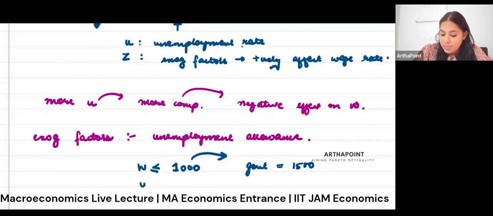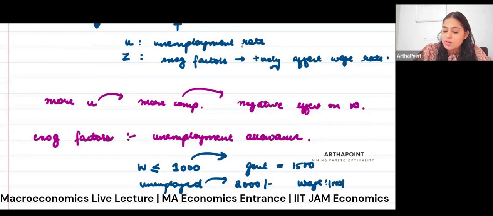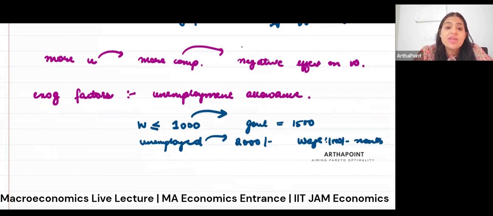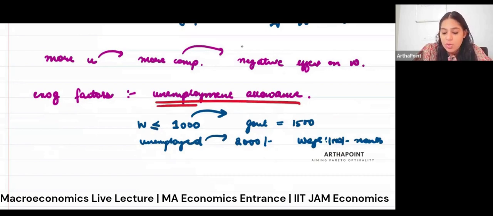Or if you are unemployed, then the government will give you 2,000 per month. And your wage was, let's say, 1,000 per month, suppose. Then will you be willing to work at 1,000 when the government is giving you 2,000 for not working? No. So when the government gives you these unemployment allowances, these unemployment benefits, then as these benefits increase, they will push the wage upwards because people will not be willing to work at a lower wage.